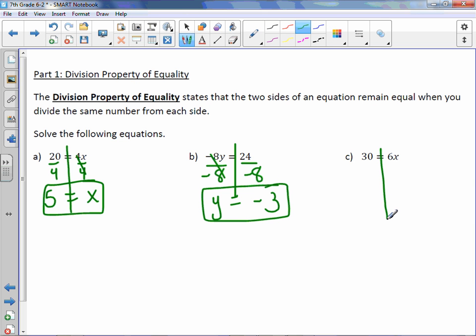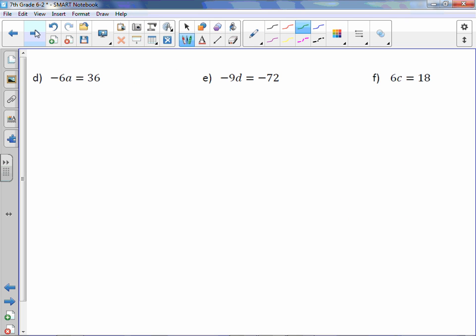Letter C. 30 equals 6x. Get rid of the 6 by dividing it on both sides. We get positive 5 equals x. Letter D. Negative 6a equals 36. Divide both sides by negative 6. And you get a equals negative 6.